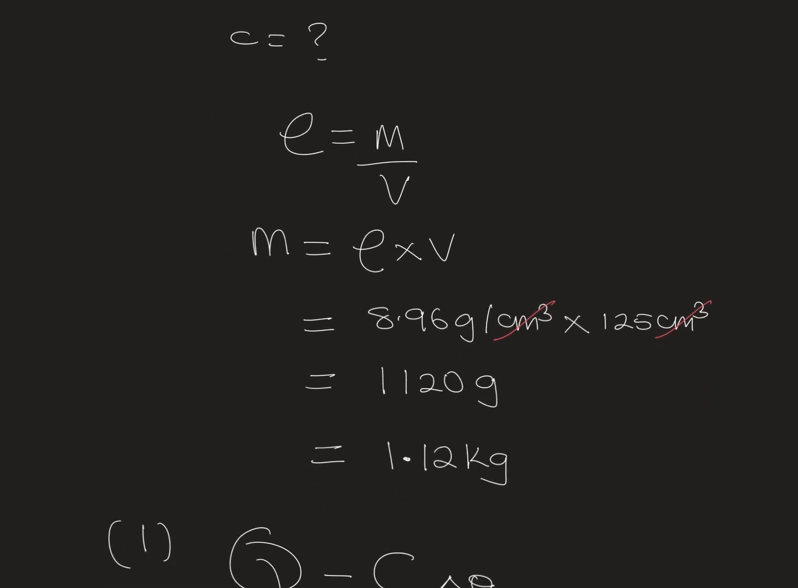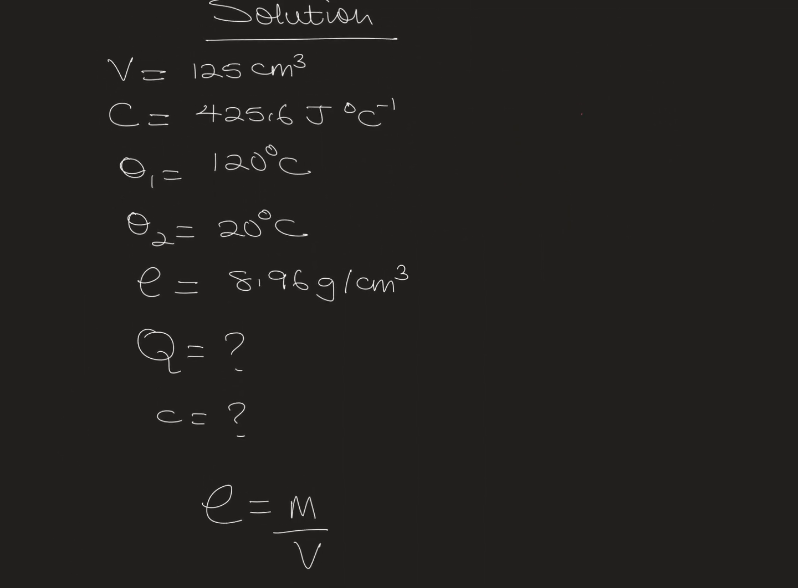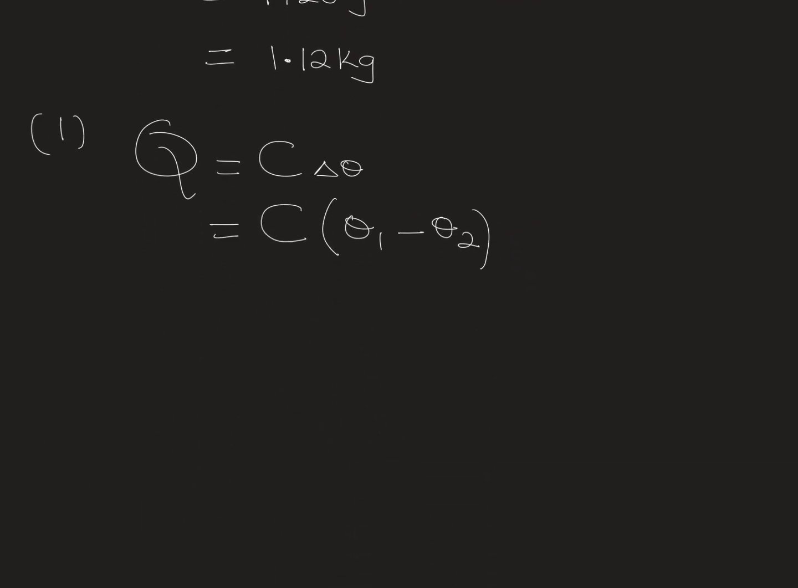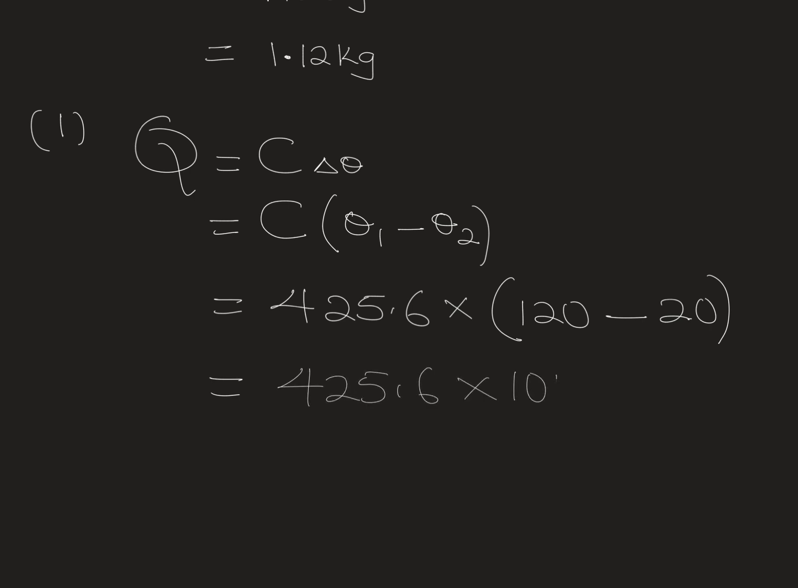So moving on, the heat capacity is 425.6 joules per degrees Celsius. That is 425.6 multiplied by theta 1, which is 120 degrees Celsius, minus theta 2, which is 20 degrees Celsius. So that is going to be 425.6 multiplied by 100. 425.6 multiplied by 100 is 42,560 joules.